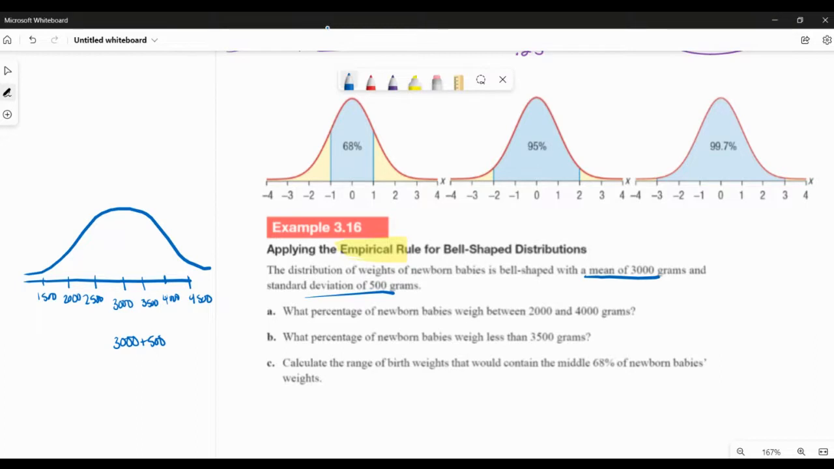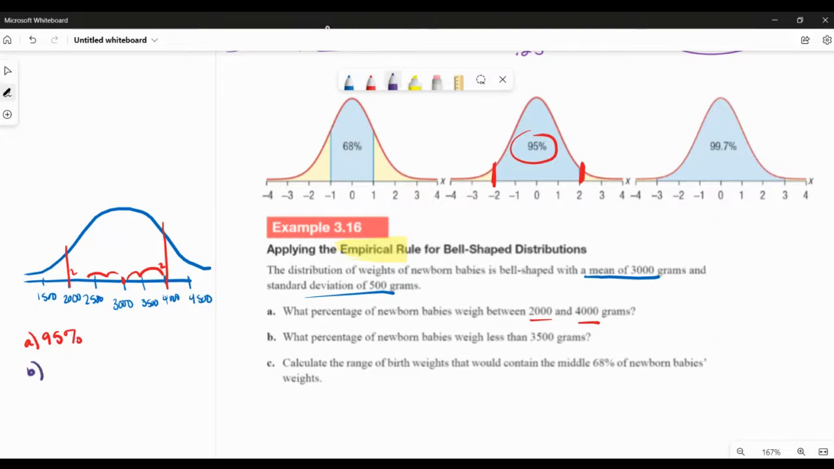Question A says, what percentage of newborn babies weigh between 2,000 and 4,000 grams? I'm going to look on my picture and find 2,000 and 4,000 grams, and count how many standard deviations away from the mean they are. So 1, 2, 1, 2. We are 2 standard deviations away from the mean. So that means my answer would be 95%.